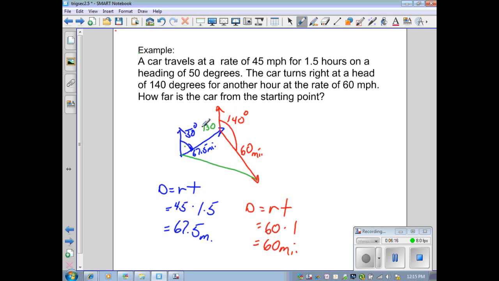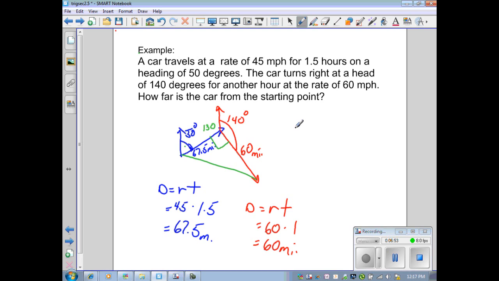Now, if I take a look at just this situation here, that would give me one complete revolution, which would be 360 degrees, so I can determine the measure of this angle. 130 plus 140 is going to give me 270, which tells me the measure of this angle is 90 degrees. Now I have a right triangle, and I can use the Pythagorean theorem to solve for the distance from the original starting point to where I finally ended up after two bearing changes. So let's use the Pythagorean theorem.